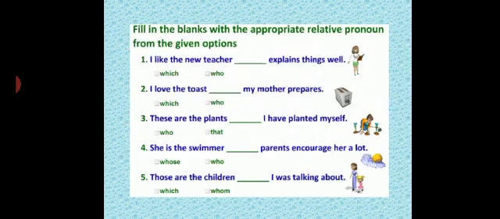Here are another last 5 sentences for you. Fill in the blanks with the appropriate relative pronoun from the given options. So, for these 5 sentences, after the sentence below, 2 options are given for you. Out of the 2, one is correct. Which one is correct, that you have to choose, fill up the blank and write down this exercise in your notebooks. Number 1. I like the new teacher dash explains things well.